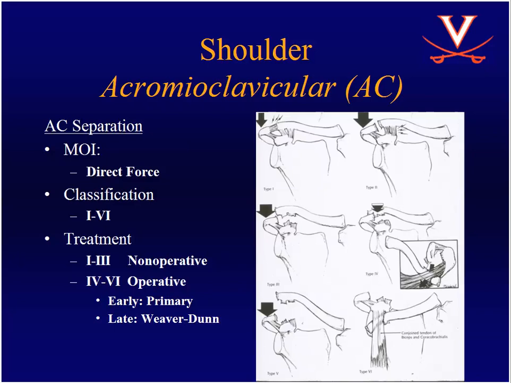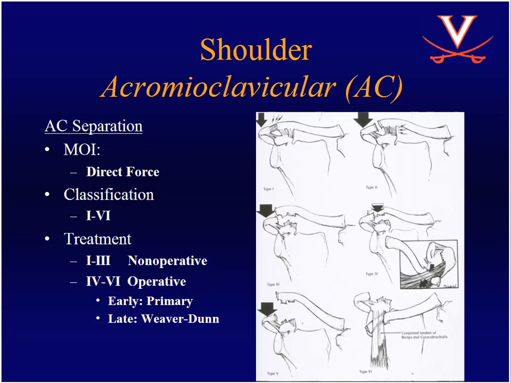If it's displaced superiorly and less than 100% of the other side, it's a type 3 at most. If it's displaced more than 100% of the other side, that then makes the diagnosis of a type 5 AC separation. Why is that important? Well, because most authors recommend surgical intervention for types 4, 5, and 6.